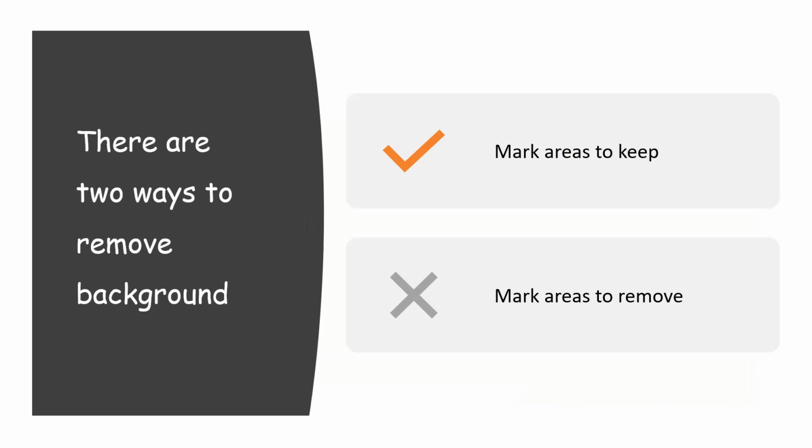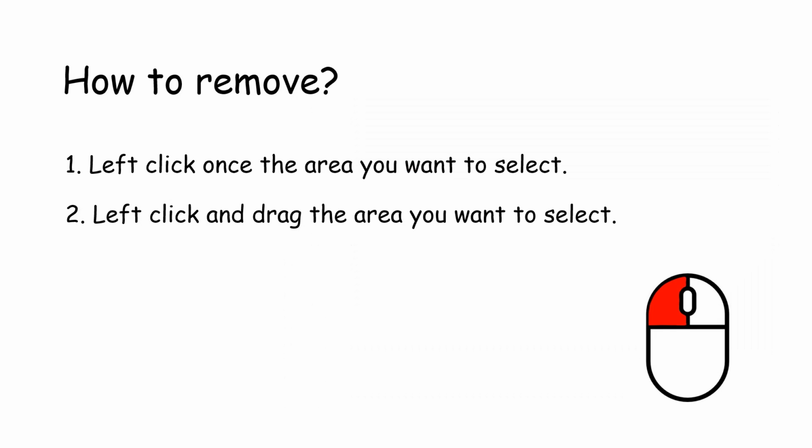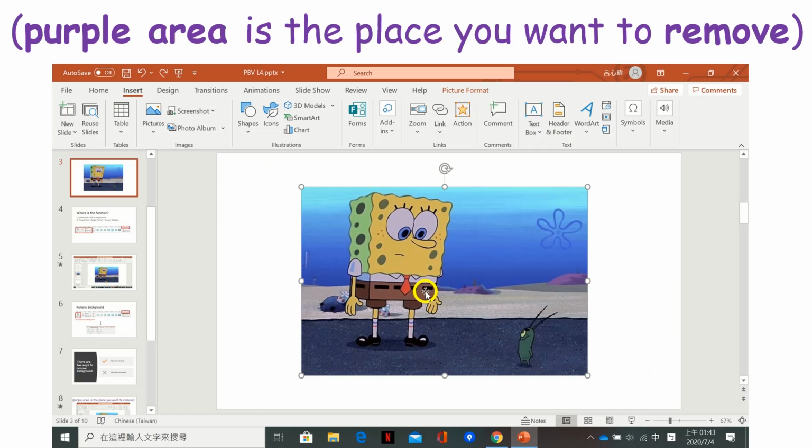There are actually two ways to remove background. The first one is to mark areas to keep, and the second one is to mark areas to remove. Then, how do we select? The first method is to left-click once on the area you want to select, and the second method is to left-click and drag the area you want to select. Now, let's see how remove background works when I only want the yellow creature to appear, through this video.